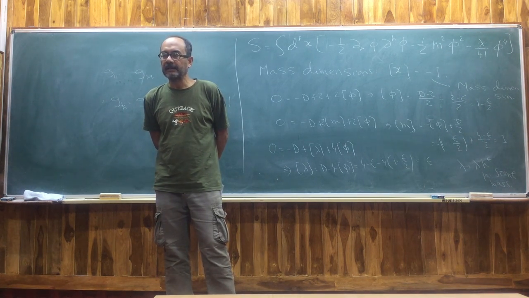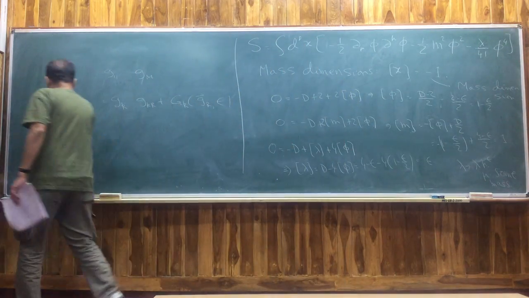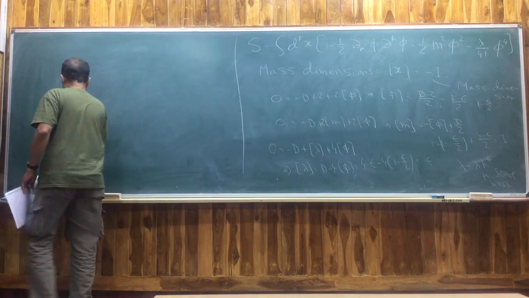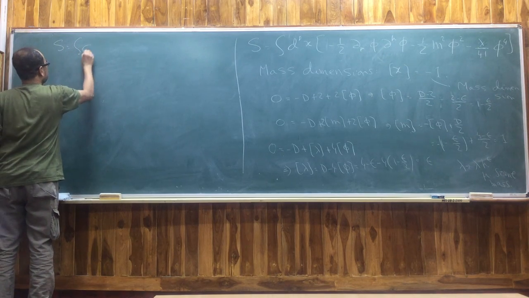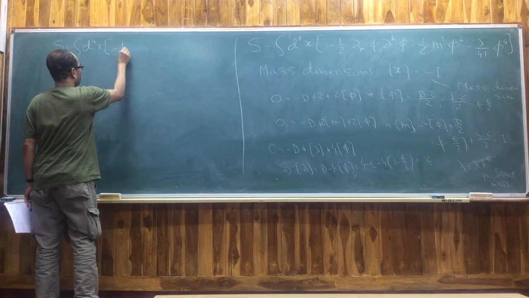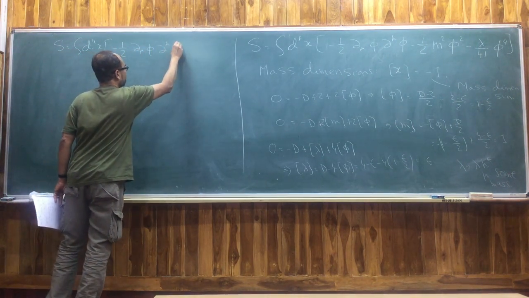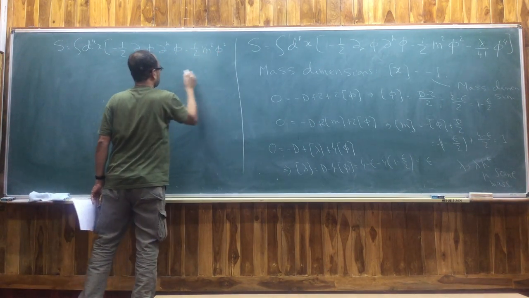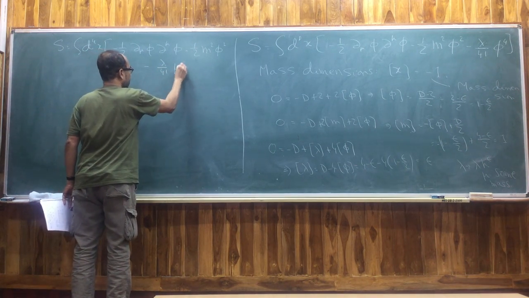Is this clear? So let me write it here again. What we'll do is that instead of taking the action that is written there, I'll take the action to be slightly different: integral d^dx of minus half del mu phi squared, minus half m squared phi squared, minus lambda by 4 factorial mu to the epsilon phi to the fourth.